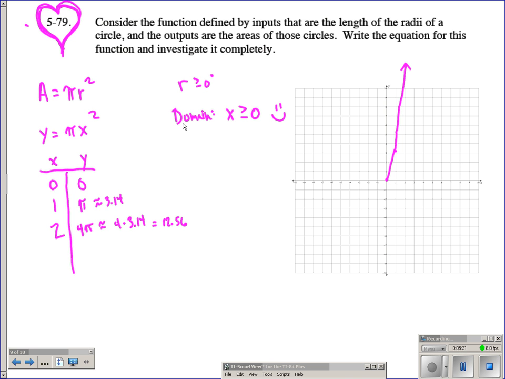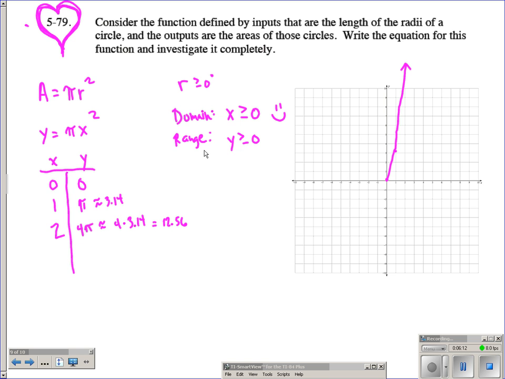Where there's domain, there's also range. So let's do the range here. What would our range be? Well, our bottom point ends up being down here at the origin. So we're starting at 0 and we're going up. So our range is also y is greater than or equal to 0.